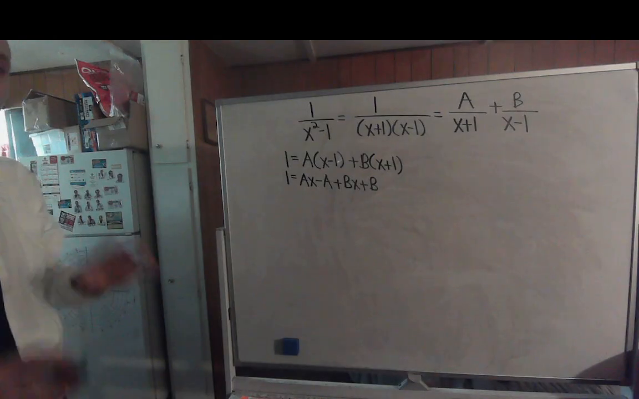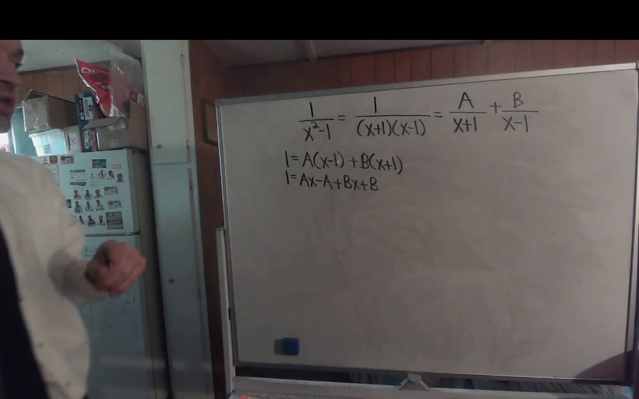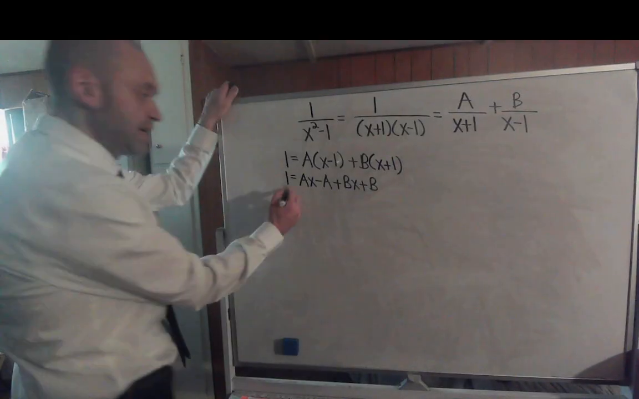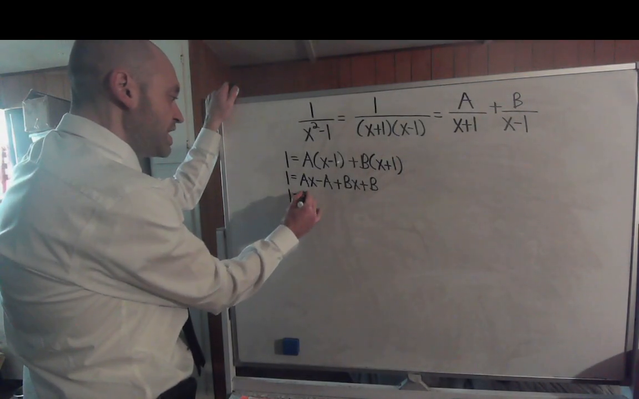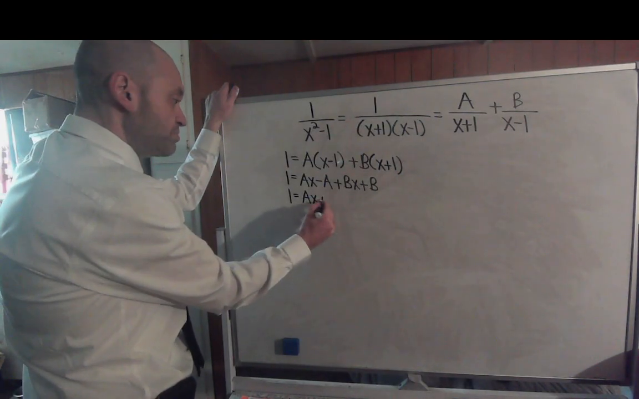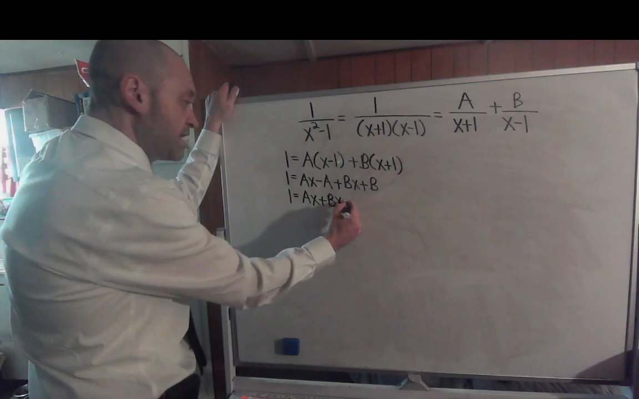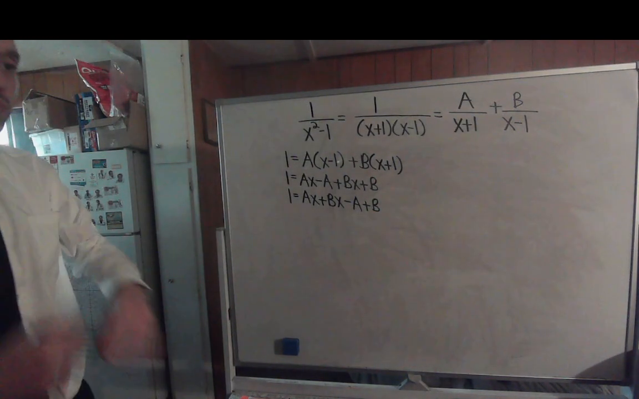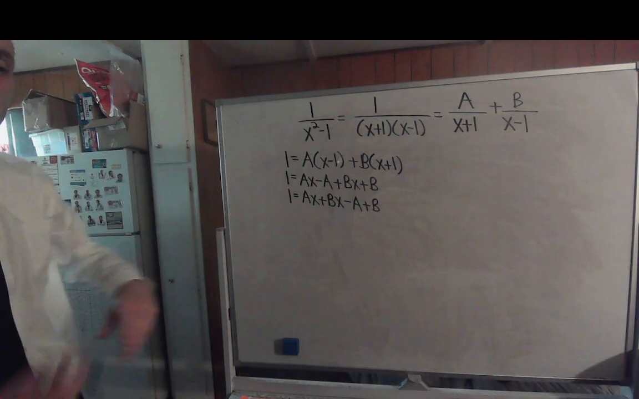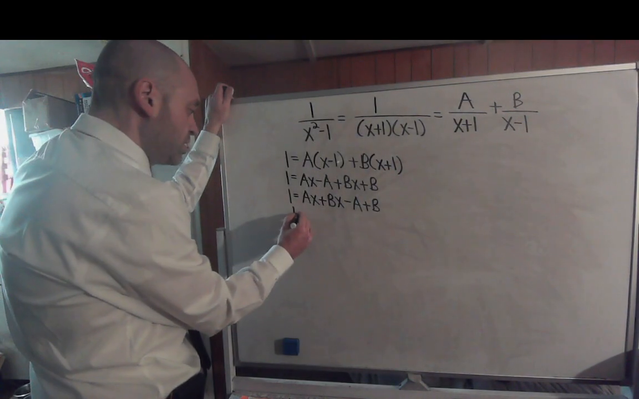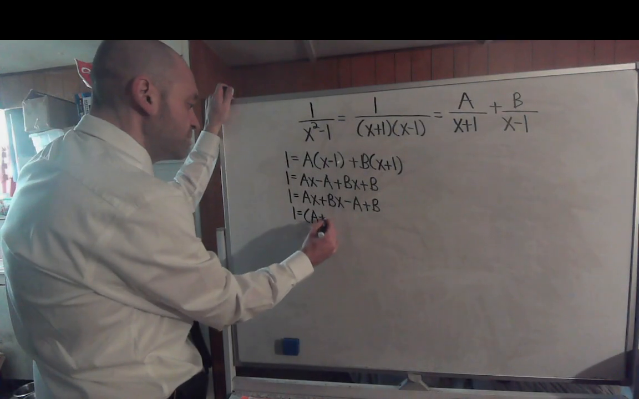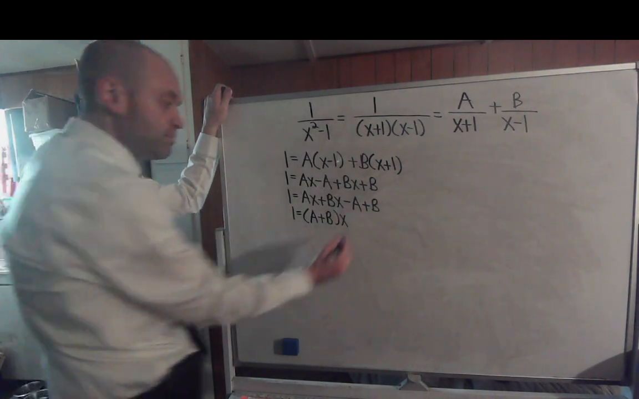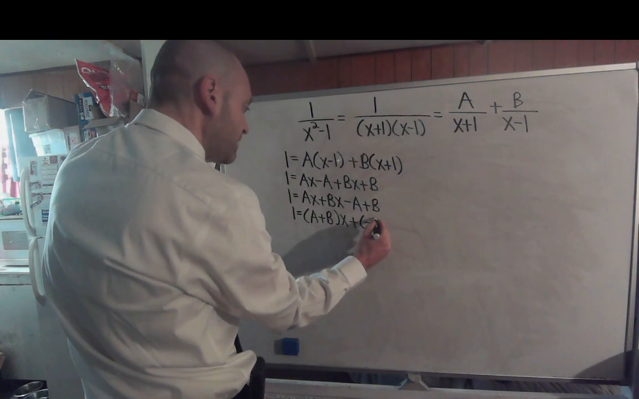Now, where do we go from here? What you need to do is get all your x to the first terms grouped together. So this should be 1 equals ax plus bx, and then you have minus a plus b. Well, you notice with your x terms, you can factor out a common x, right? So that would be 1 equals the quantity of a plus b times x. And then for the negative a and b, you could just say plus negative a plus b.